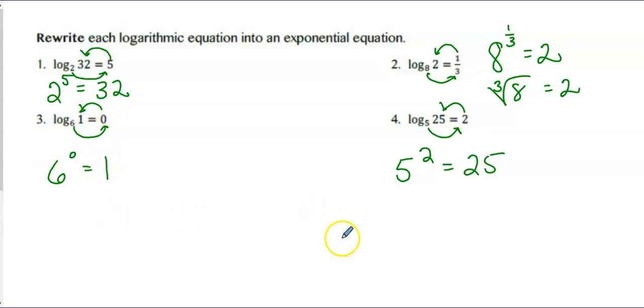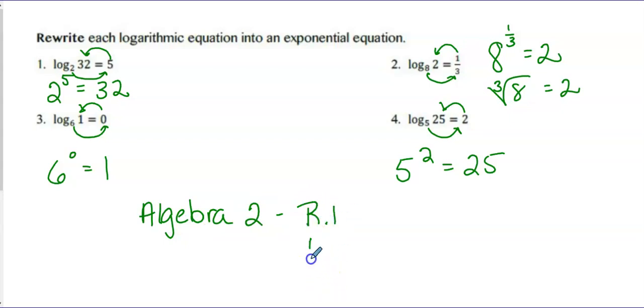Okay, so that's all I'm going to do with this, rewriting logs and exponential equations, converting one to the other. If you feel like you need extra practice on this, you're going to want to go to IXL, go to the Algebra 2 section, and go to section R1. That's a good one to practice. Also, R3 would be a good one to practice once this lesson's over. It's not something I have time to spend any more time on. We need to move on. So if you feel like you need more practice on this, then go to that section and practice on your own.